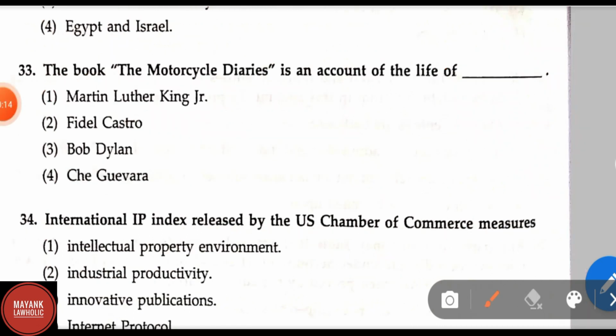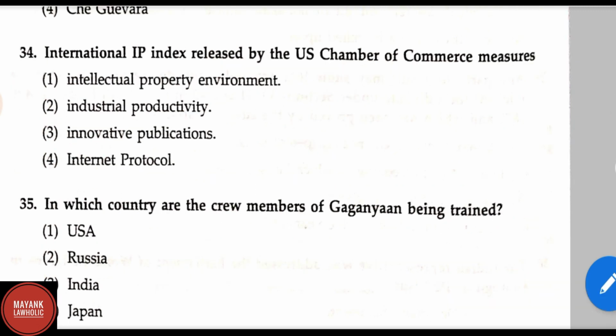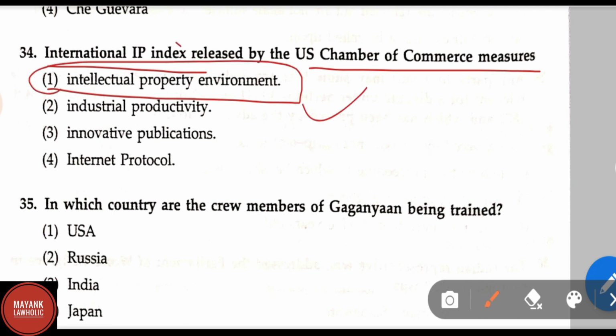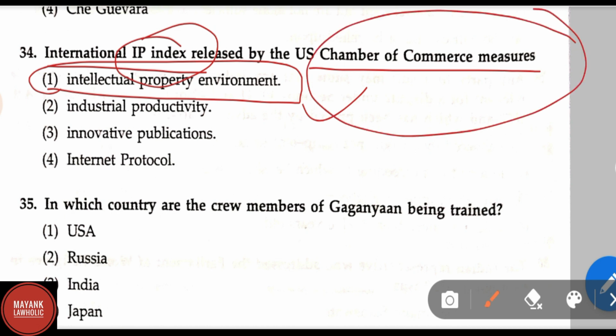Question number 33. The book The Motorcycle Diaries is an account of the life of. This is also a very easy question. The Motorcycle Diaries is an account of the life of Che Guevara. Now question number 34. International IP Index released by the US Chamber of Commerce measures. Here the correct answer is intellectual property environment. IP Index is related to intellectual property environment and it is released by the US Chamber of Commerce.